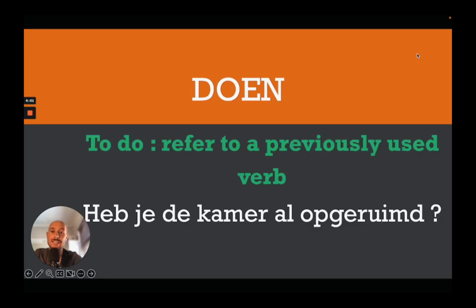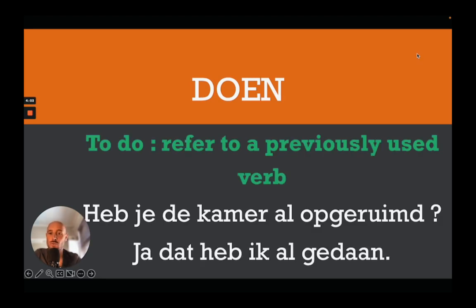We'll take a look at the next one, and that's basically doen when we refer to a previously used verb. Now, what does that mean? Well, we'll take a look at the examples, and I'm sure it's going to be clearer from then onwards. Heb je de kamer al opgeruimd? Have you cleaned the room already? Ja, dat heb ik al gedaan. Yes, that I've done already.